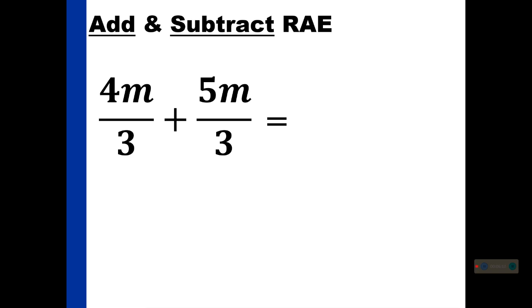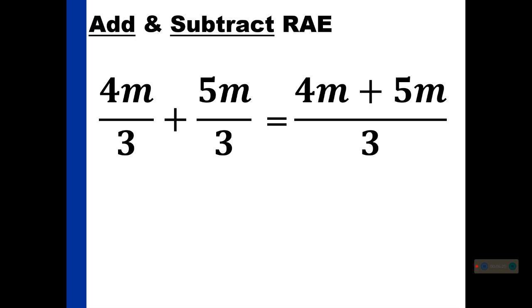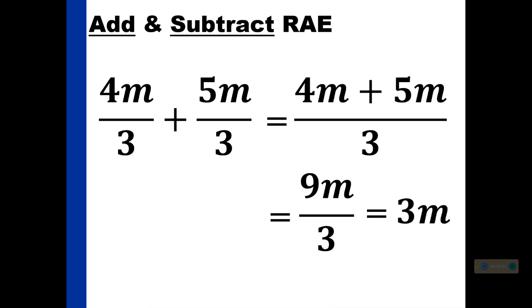So, let's have another example. You have to add or subtract these rational algebraic expressions. We have 4m over 3 plus 5m over 3. Your answer here will be 4m plus 5m over 3, and you will obtain 9m over 3. Take a look at the numerical coefficients to see if you can simplify them, and if you can, find the common factor. So your final answer here is 3m. Question?